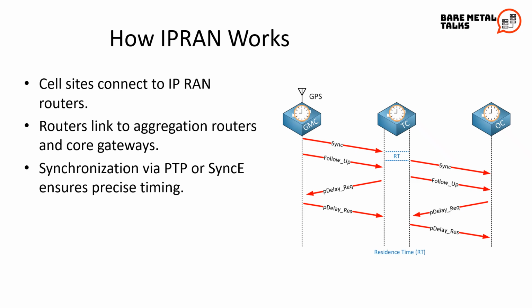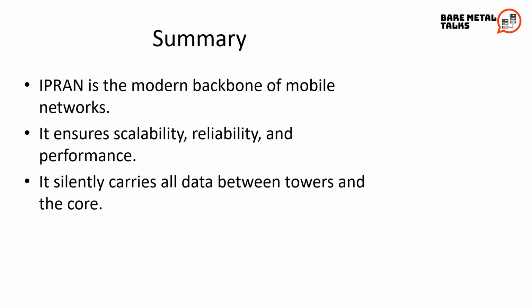To sum up, IPRAN is the modern backbone that connects cell towers to the mobile core network using IP technology. It provides the scalability, reliability, and bandwidth that mobile operators need to support 4G and 5G networks. So the next time you make a video call or stream a movie, remember, behind the scenes, it's the IPRAN silently doing its job, carrying all that data quickly and efficiently.